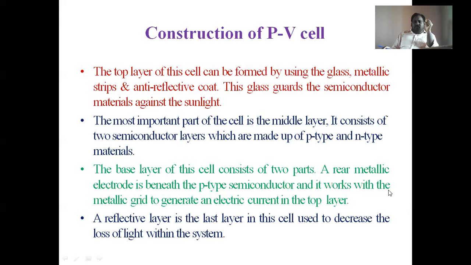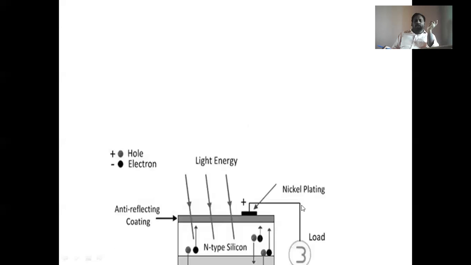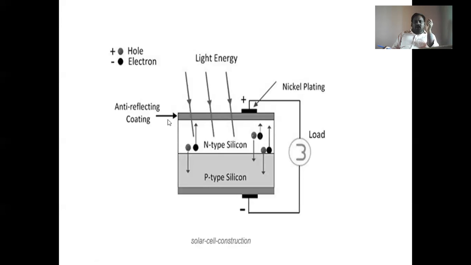The P-type semiconductor works with the metallic grid to generate an electric current in the top layer. So one electrode is connected to the top layer, the anti-reflective coating. And another electrode is connected to the P-type silicon. This is the light energy falling on the semiconductor material, or simply the solar panel, PV panel.